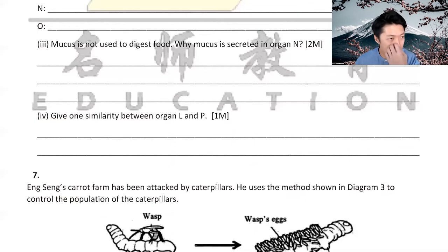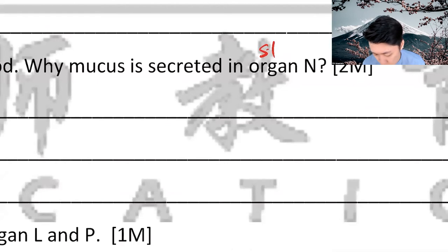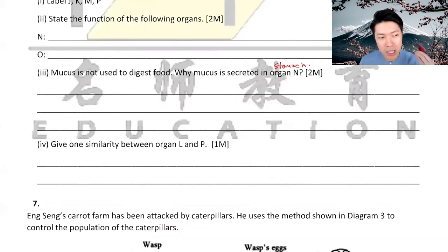Mucus is not used to digest food. Why is mucus secreted in organ N? Organ N is the stomach. Okay, so remember there's this hydrochloric acid there. Hydrochloric acid is very acidic. It's pH 1. You know what that means? That means if you put your finger into your stomach, that's a bit gross, but if you do that, basically your finger will be burned and melted. That's pH 1. But why is it not melting or damaging your stomach? That's because of this protection layer. Okay?